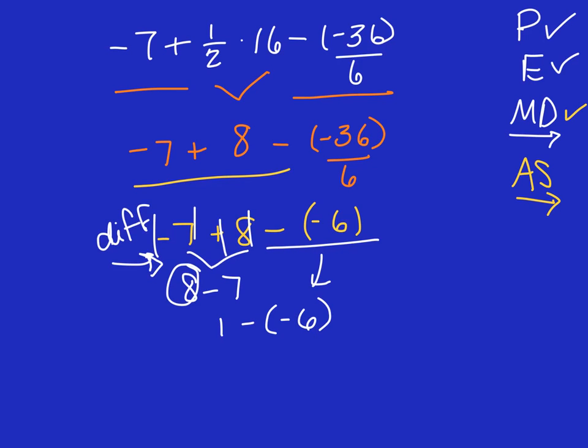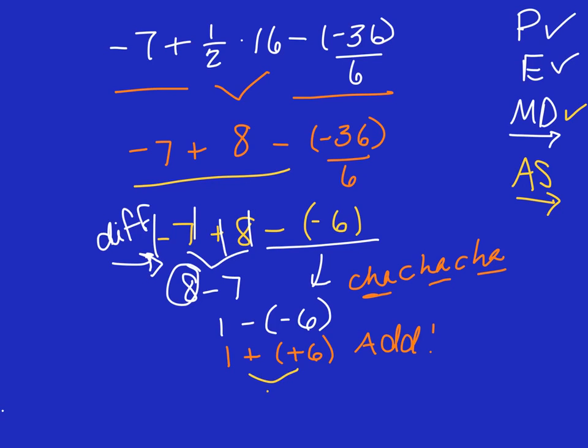Of course, I'm subtracting, so I get to do my cha-cha-cha. So I stay, change, change. And now I have a simple addition problem. So I've got 1 plus 6, which I know is 7. And there's my final answer.